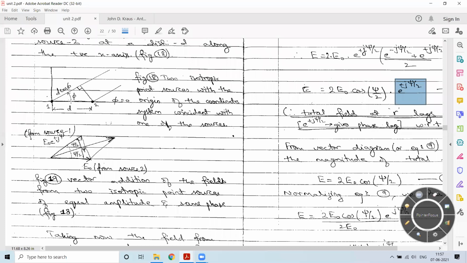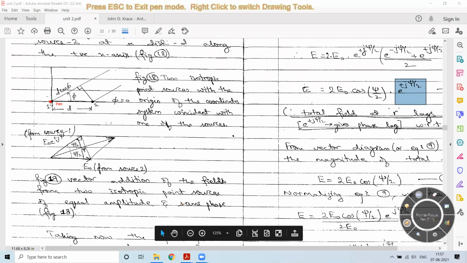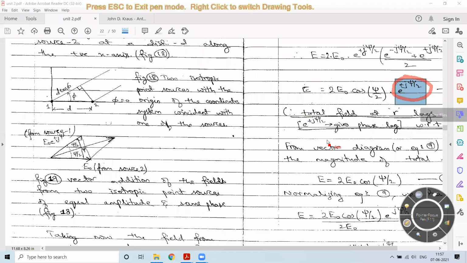So with respect to that reference point, there was no phase difference. There was no phase observed over here. Phase was 0. But if I change the reference point with respect to this, what happens is you'll be having a phase of psi by 2. Okay. So that is what it indicates.